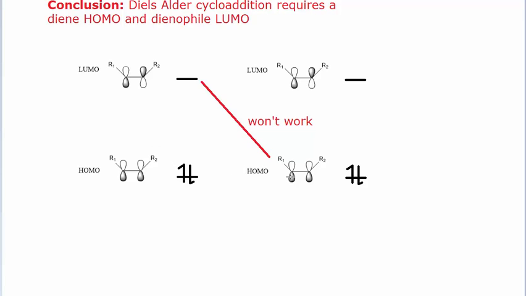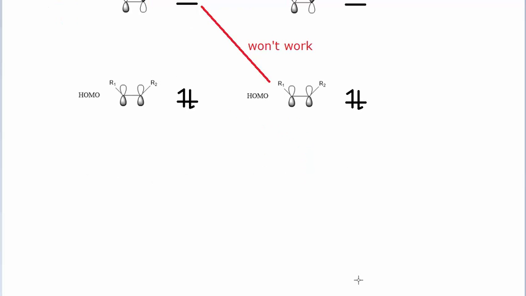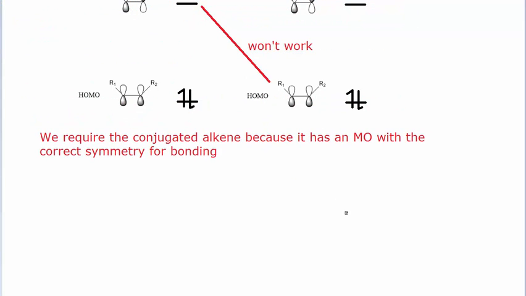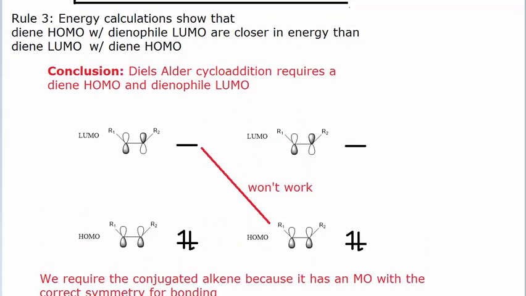So rule number 1 is that we need to mix a filled orbital with an unfilled orbital. But rule 2 states that you need the right symmetry. So here is our filled orbital, here's our unfilled orbital. The problem is this is black-white and this is white-white. So no matter how you rearrange these two bonding arrangements and try to get them to meet up, they're not going to work out as far as symmetry goes, and they're not going to have a favorable bonding arrangement. What that tells us is that we require that conjugated alkene, that diene, because it has an MO that matches the bonding scheme of the dienophile.